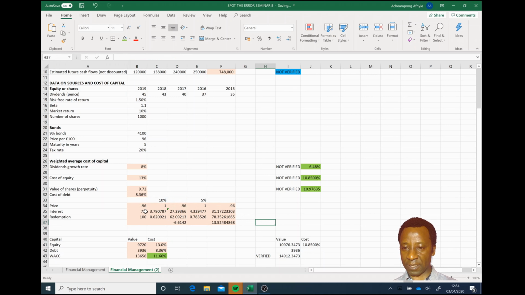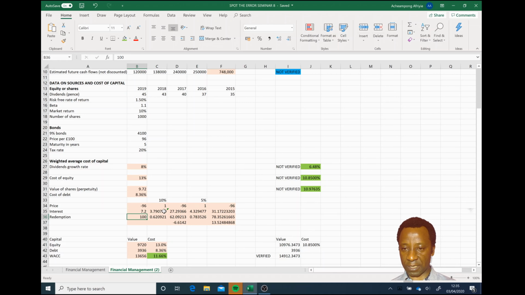They've picked the price and they have calculated the interest. So how have they calculated the interest? It's a 9% bond, is it? 9% bond? Yes. So 9% of 100 times 1 minus the tax rate. So what they are calculating there is the interest, or if you like, the coupon that the bondholder will be paid. And they've got the redemption amount being 100, which is fine.